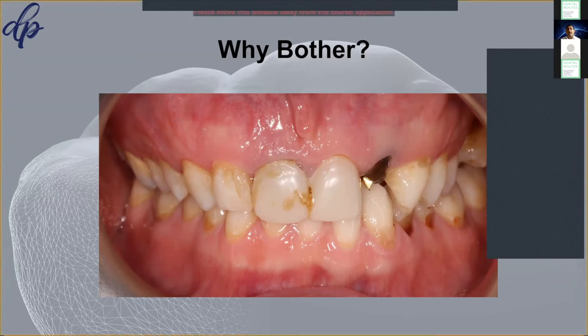The chip, according to the patient, was there for a long time, and it wasn't bothering him, but he thought he wanted to do some cosmetic dentistry, and that's why he came there. Again, this case we'll discuss in detail at the end, and I'll show you what I think was the case and how I managed to restore it.